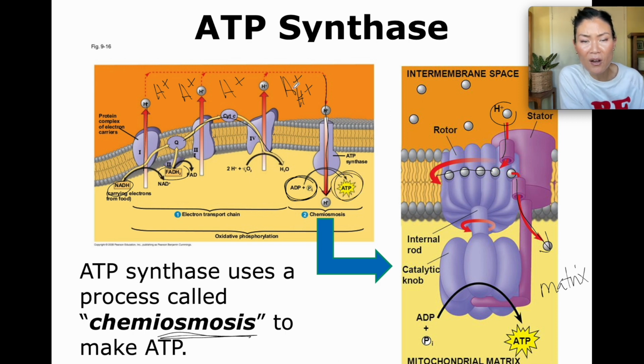It's building up a concentration gradient to make ATP. You do need to know how the concentration gradient is made, okay? You have to know that NADH, FADH2 are these electron transporters.